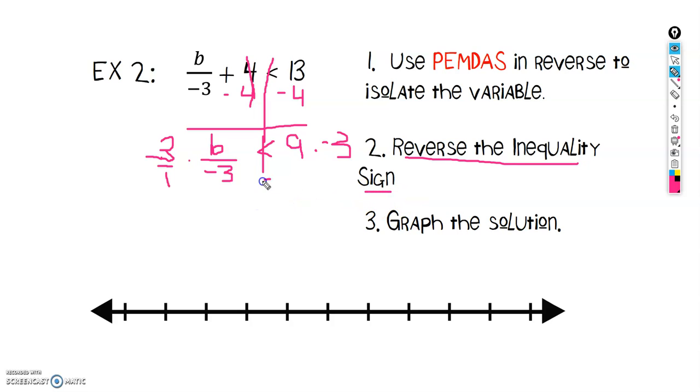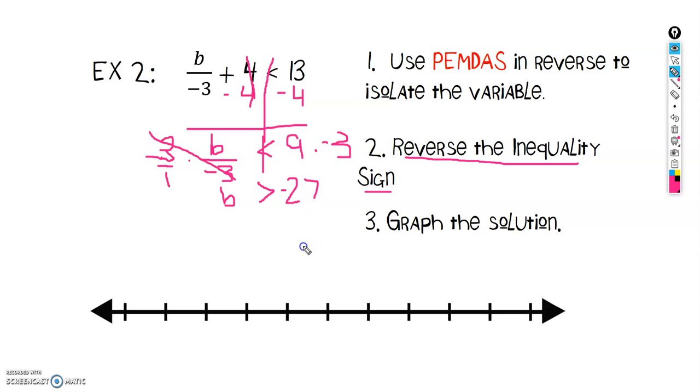Really, really, really important. So my inequality sign has, whoops, that's not what I wanted. I'm flipping my inequality sign. It changed directions because I am multiplying by a negative number. So now we can go ahead and move on. These cancel, leaving just my b. 9 times negative 3 is a negative 27.